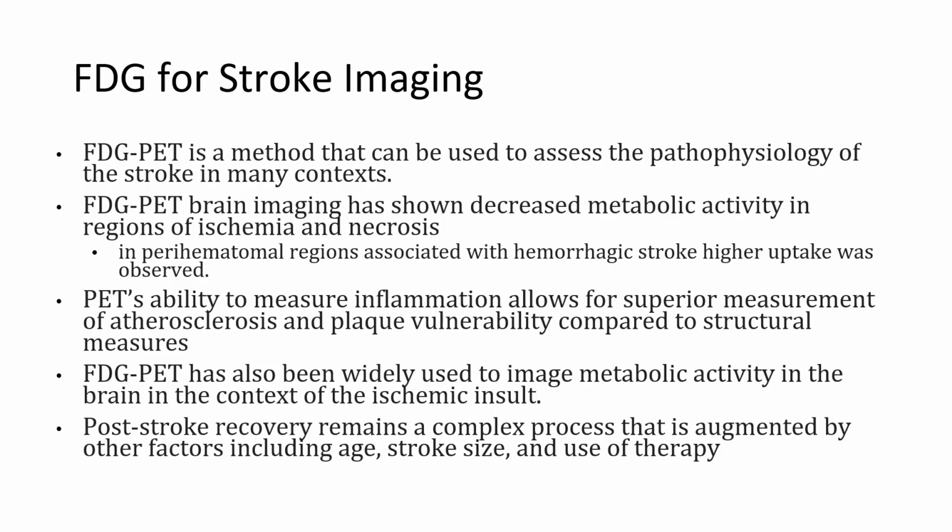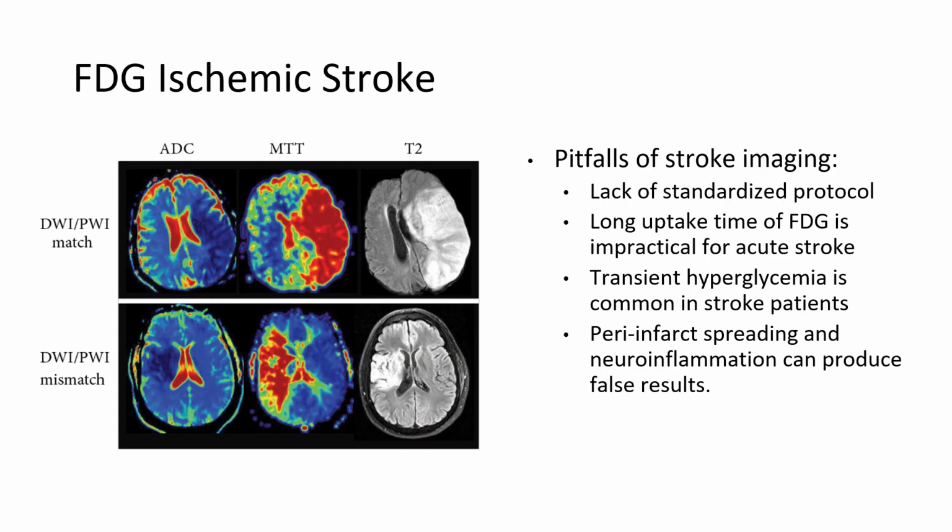And so that's where good history and things like that come into play, knowing what kind of stroke the person had, where, the extent of it, when it happened, all of that stuff is important. So, like I said, there's pitfalls. One of them is a lack of standardized protocol, knowing exactly when in the stroke process the FDG is best and how to image them.